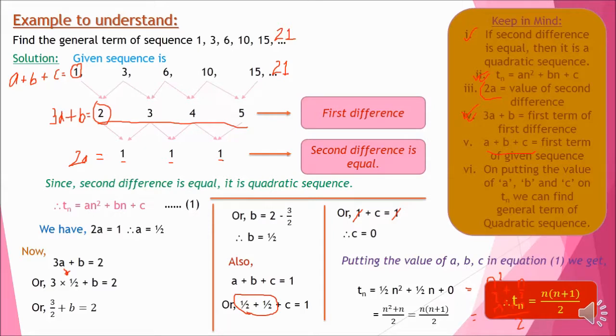So this is the process. You have to follow this entire process. Then you can easily find the general term of any quadratic sequence. Keep in mind this is very important. It gives you the perfect idea on how to calculate the general term.